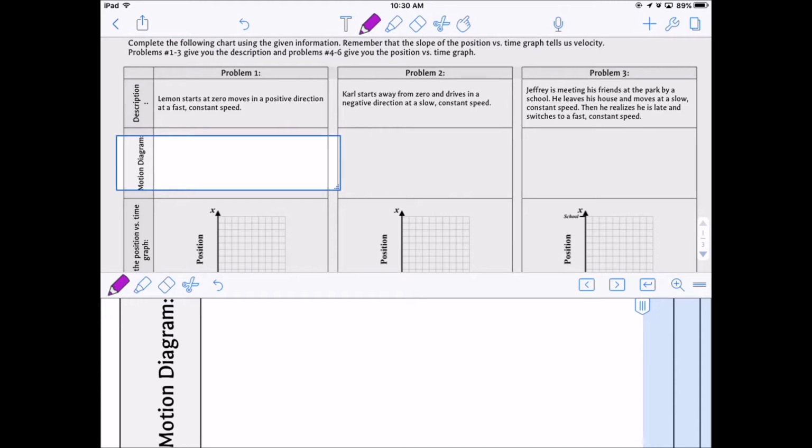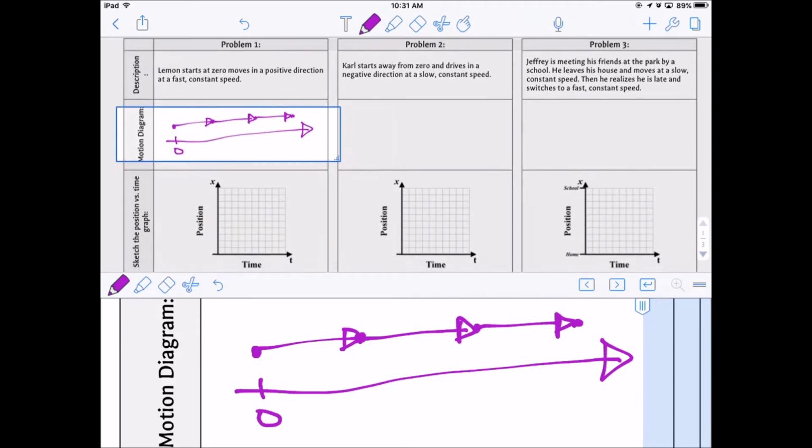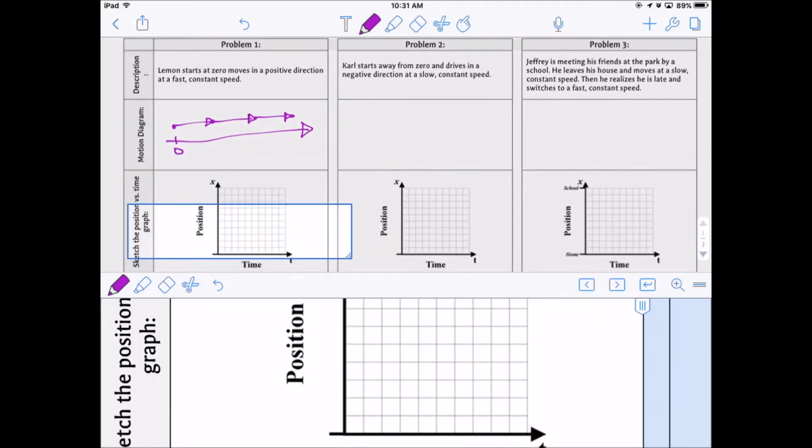So we're going to start with the motion diagram. You start with your number line, and then we have to mark 0 on here because it says he starts at 0. And it says he moves at a fast constant speed, so that means that we're going to have our dots be kind of spread out far and our arrows be long. It says it's constant speed, so those arrows need to be as close to the same length as possible. Now, in class the other day, I was using these arrows to make the velocity versus time graph.